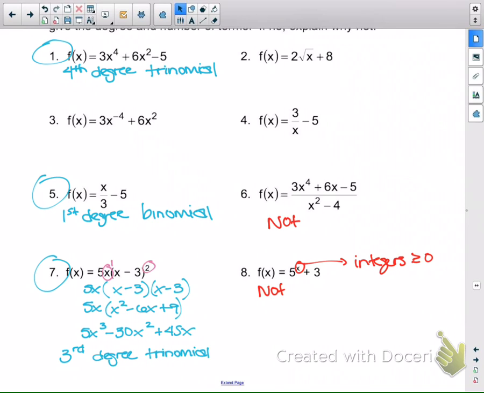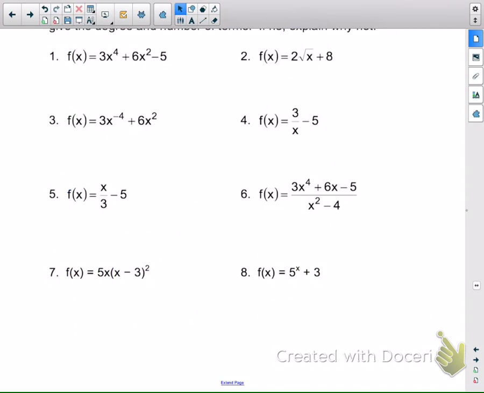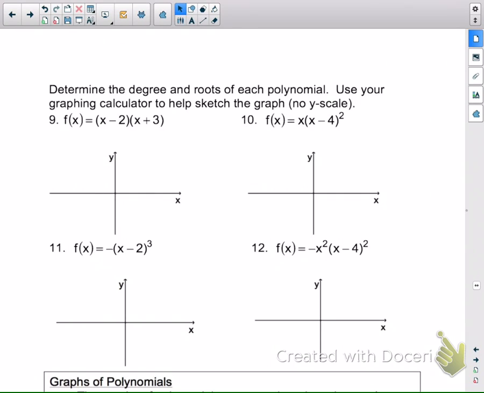Okay? Any issues with, is it a polynomial, is it not, degree, number of terms? Like I said, this is a pretty easy lesson for this day, so that's why we land this one here. All right, on the back, we're just going to briefly talk about graphing these by hand. These are not going to be very specific graphs.